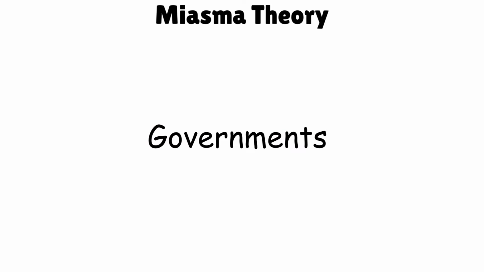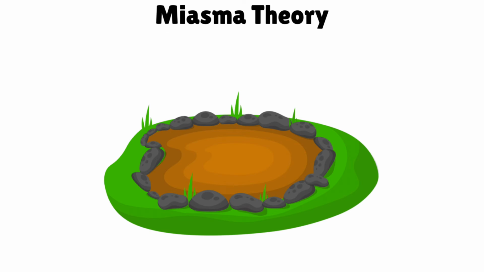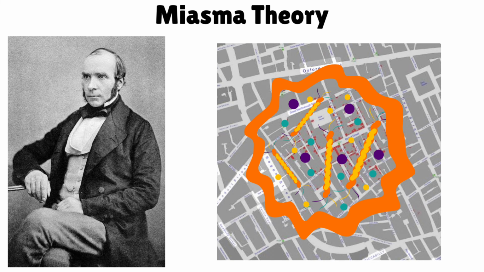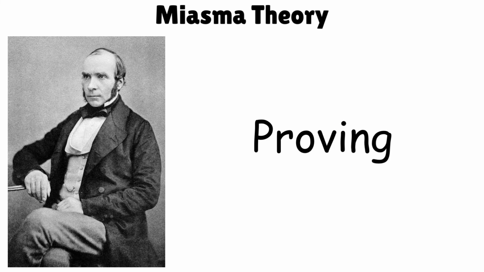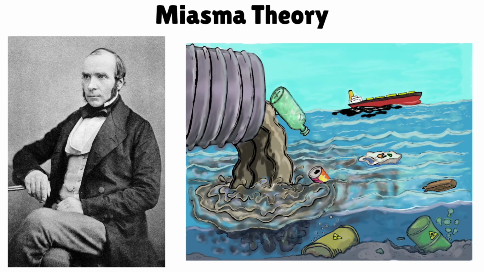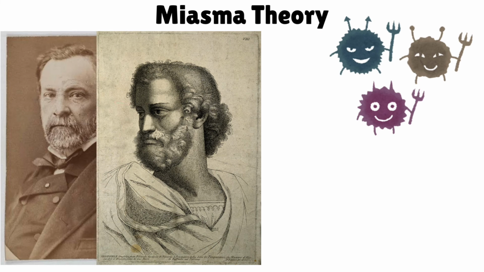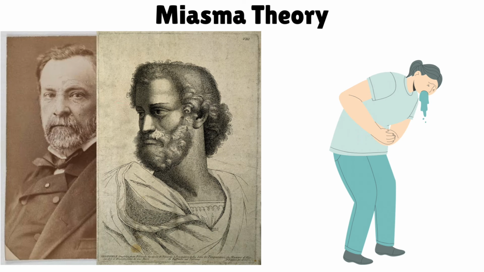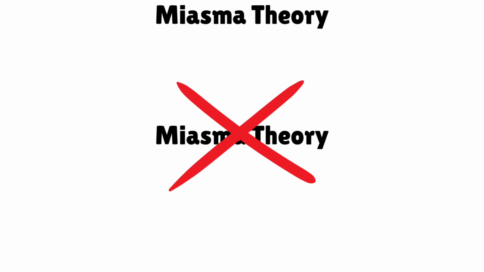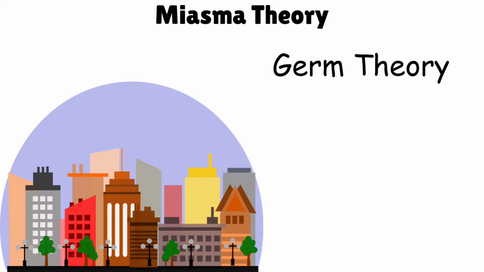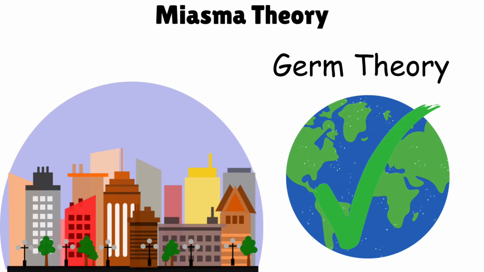To fight miasma, governments cleaned streets, drained swamps, and built sewage systems, not because of germs, but to get rid of the stink. Then came John Snow, who traced a cholera outbreak to a water pump, proving it wasn't air, but contaminated water. Pasteur and Koch later confirmed that germs, not gases, caused disease. Miasma theory was false, but it pushed society to build cleaner, safer cities before germ theory was widely accepted.